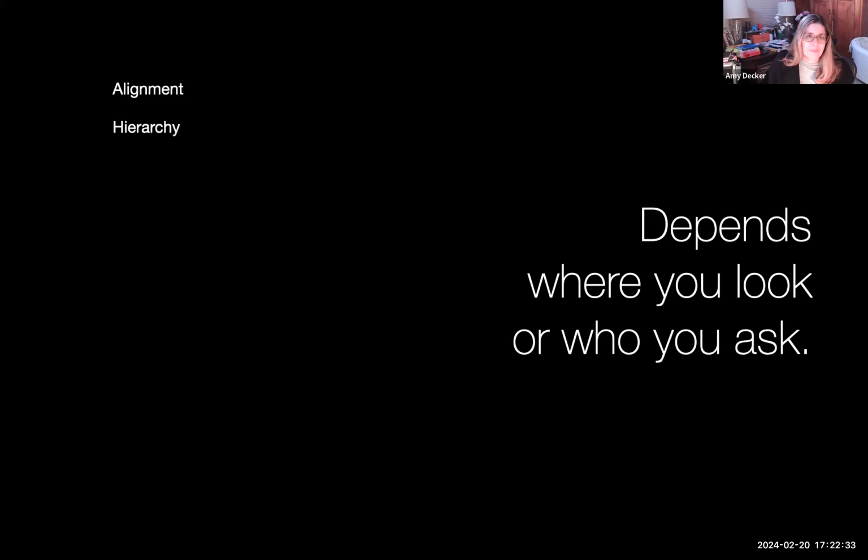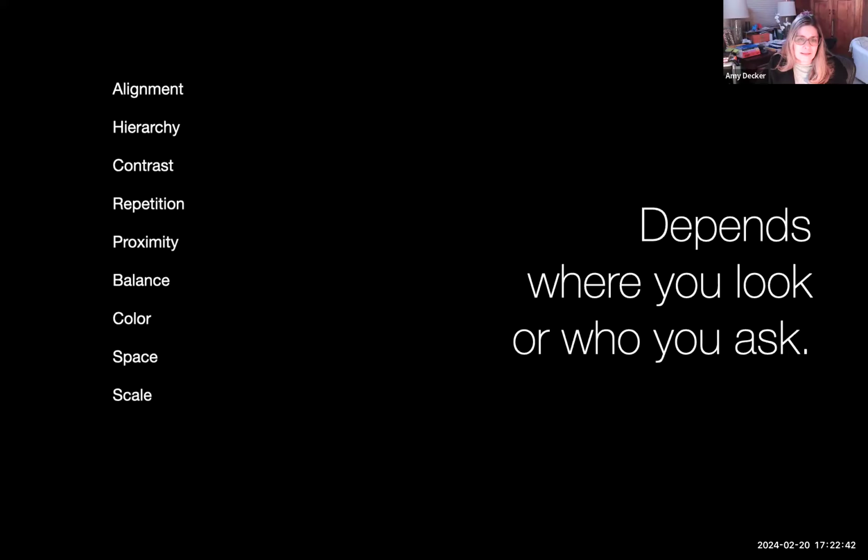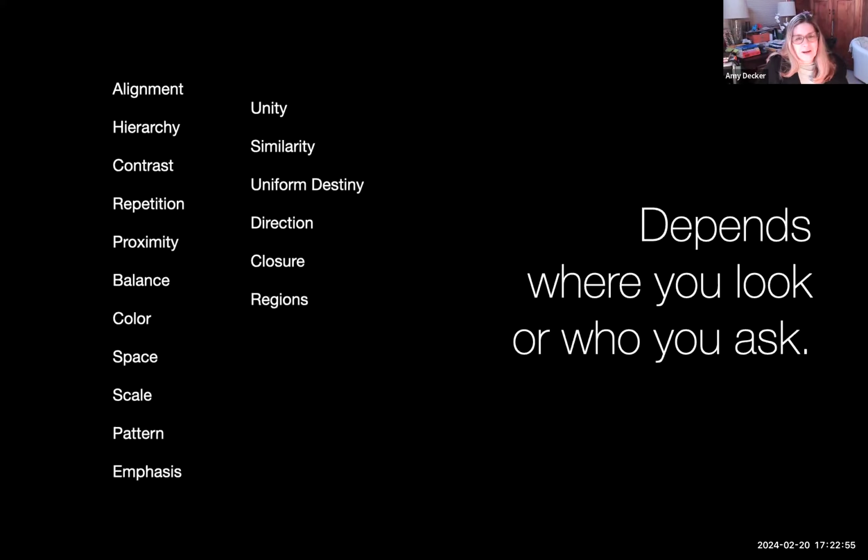There's alignment, hierarchy, contrast, repetition, proximity, balance, color, space, scale, pattern, emphasis, unity, similarity, uniform density, direction, closure, regions, objective, past experience, field, and simplicity.